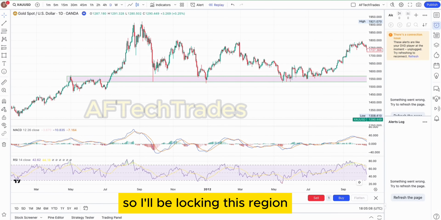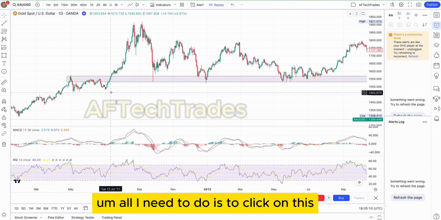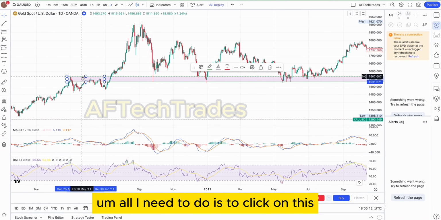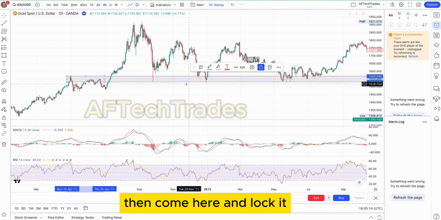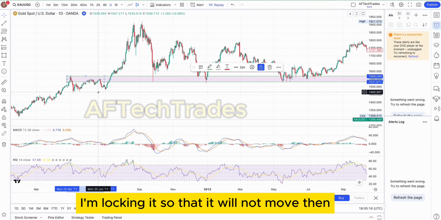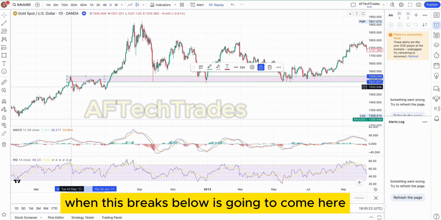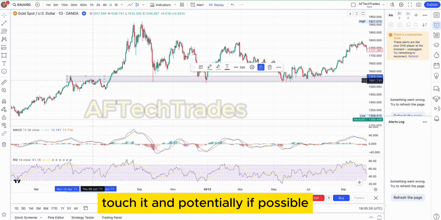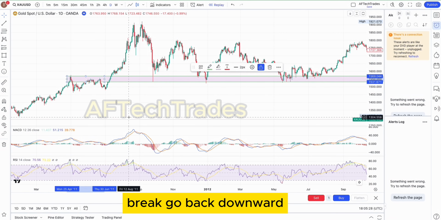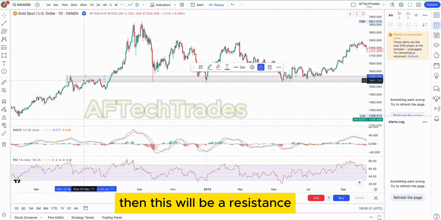So I'll be locking this region. All I need to do is click on this, then come here and lock it. I'm locking it so that it will not move. My expectation is that when this breaks below, it's going to come here, touch it, and potentially, if possible, go back downward. Then this will be a resistance.